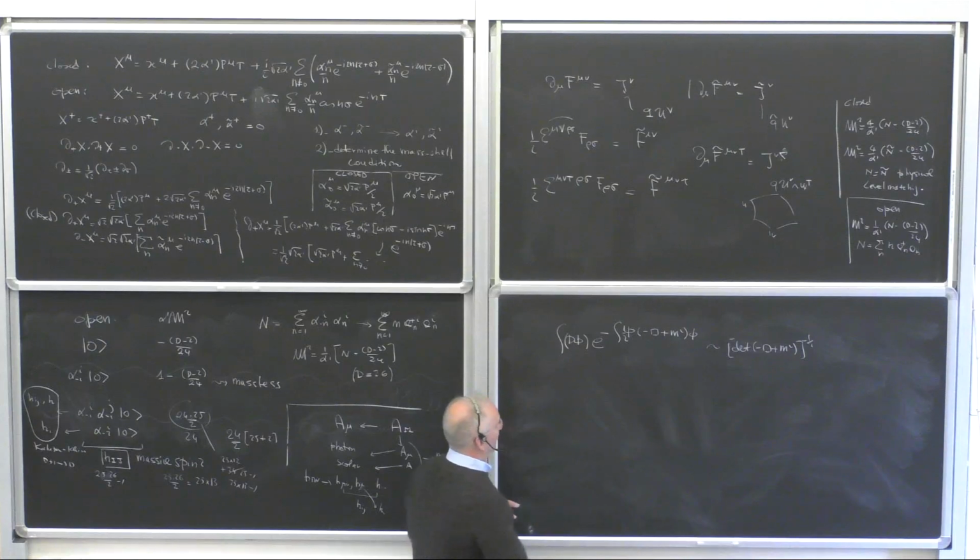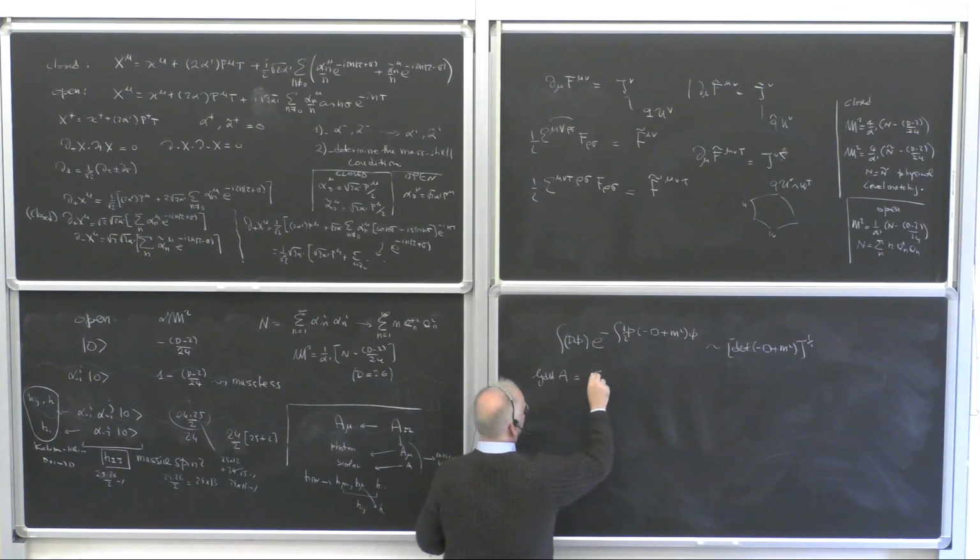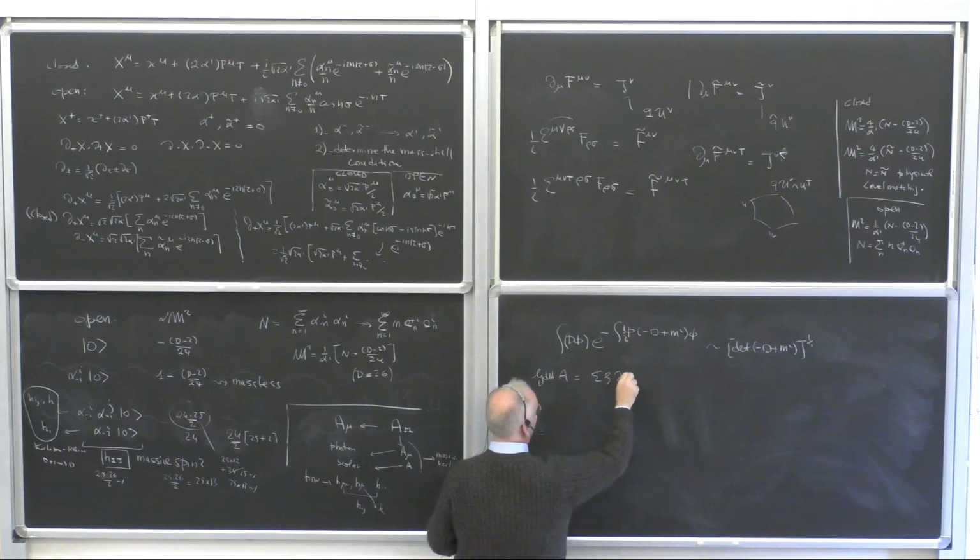And the first observation is the following. Suppose to have an operator A, and suppose to compute the log determinant of A. This is the sum of the logarithms of the eigenvalues.